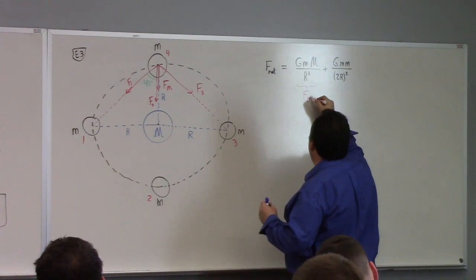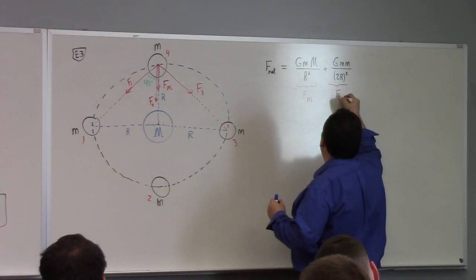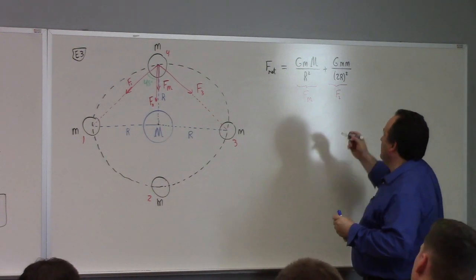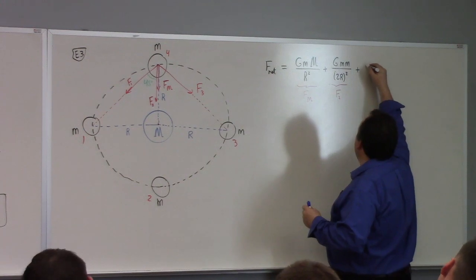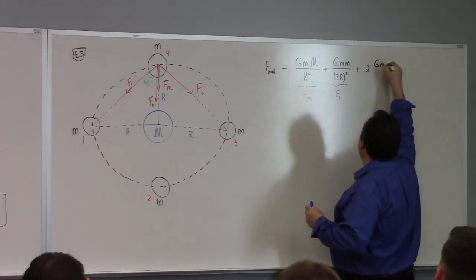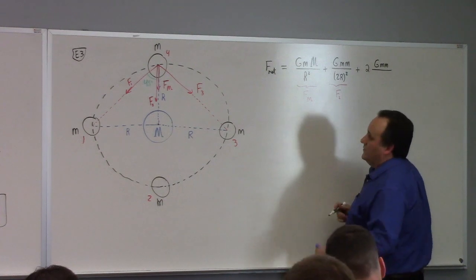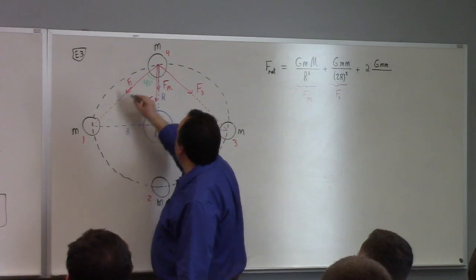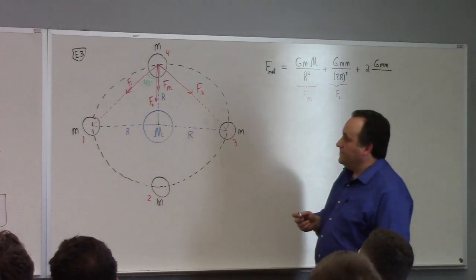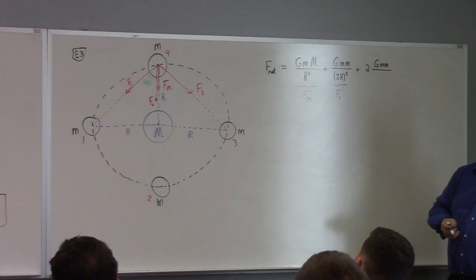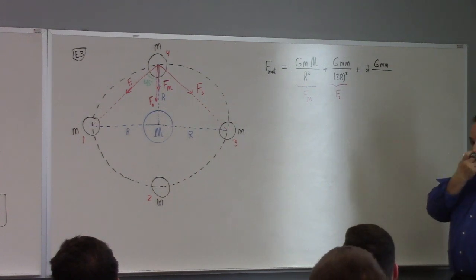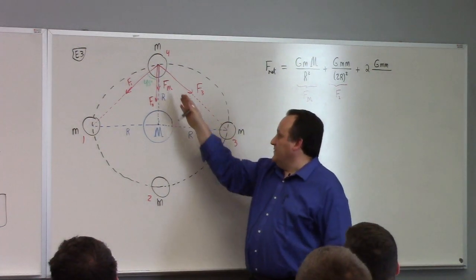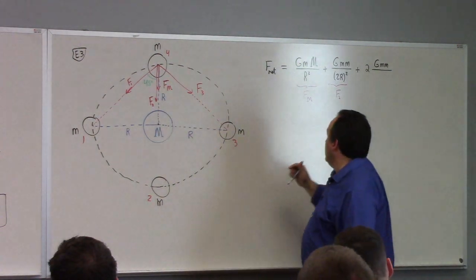Force from 2. And by symmetry, we can just double the 1 for 3, right? So let's just do twice G, M. What's the distance between like 1 and 4 or 4 and 3? How far is that? Square root of 2 r. Do you guys see why? Does that make sense? So this is a right triangle. So the hypotenuse is the square root of r squared plus r squared, which is square root of 2 r.